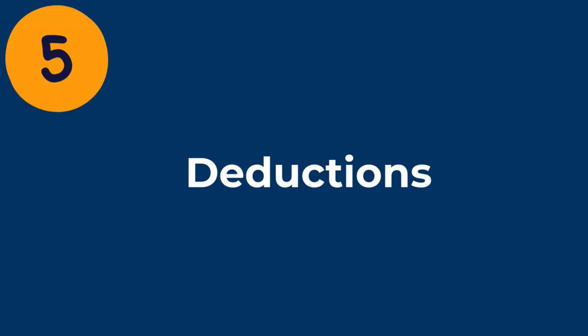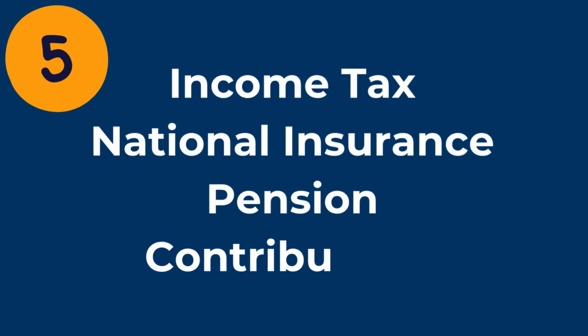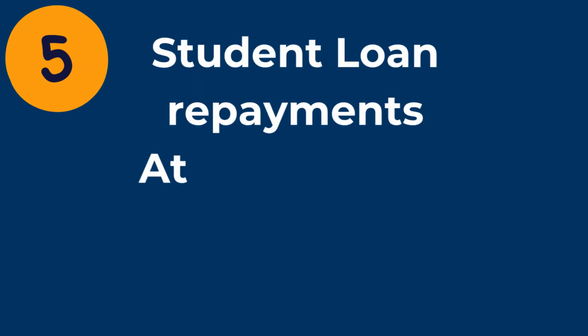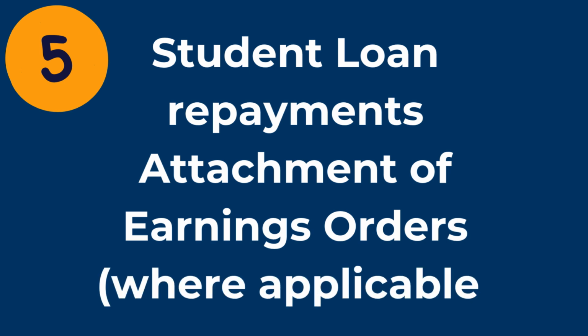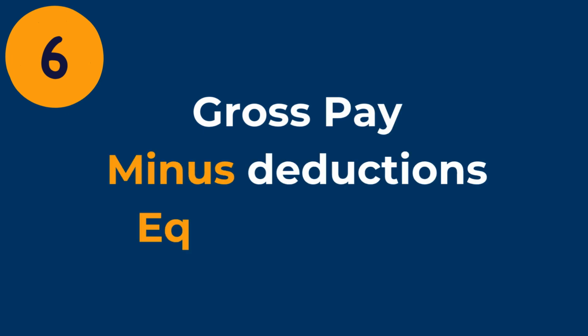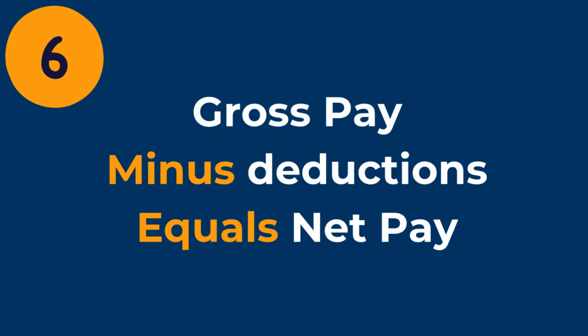Next comes the deductions section. Common deductions include income tax, national insurance, pension contributions, student loan repayments, and attachment of earnings orders, where applicable. Each deduction reduces the amount the employee receives. Net pay is the amount paid into the employee's bank account. And the formula for net pay is gross pay minus deductions equals net pay. This is often called take-home pay as well.